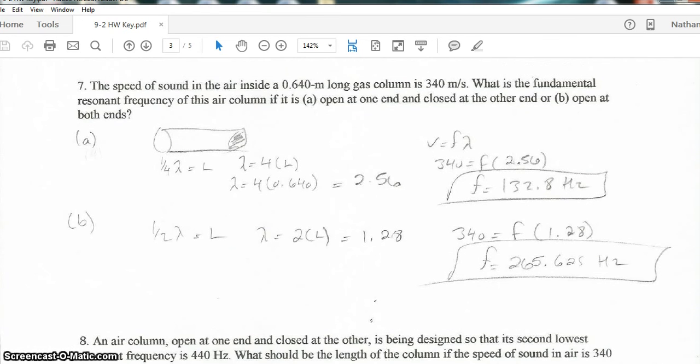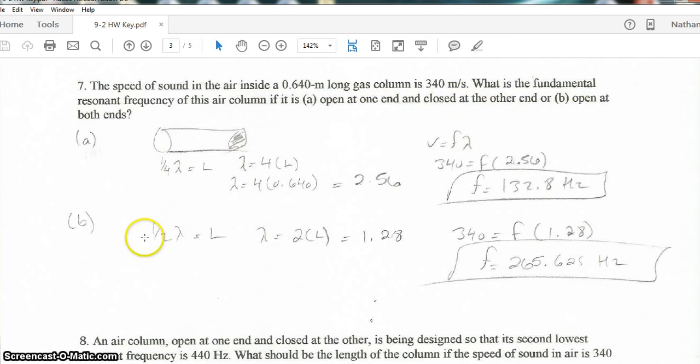At this point in the game, question 7 here is probably too easy, right? They give us the length of the pipe, they give us the speed of sound in air, right? And then they ask what's the fundamental resonant frequency of the air column if it's open at one end and closed at the other, and open at both ends.